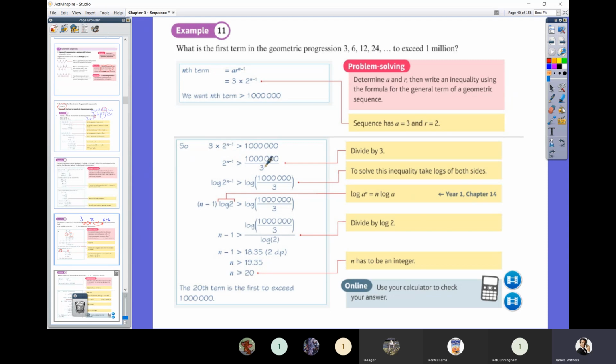We've divided by 3. We've then used our log knowledge. Okay, we're logging both sides. We're then using the power rule to bring our n minus 1 down. We're then dividing both sides by log 2. Get your calculator out and work all of that out. Add 1 to both sides to make n the subject. n's got to be greater than 19 point something, so n is therefore got to be 20 or above. So the 20th term is the first one that specifically exceeds 1,000,000.